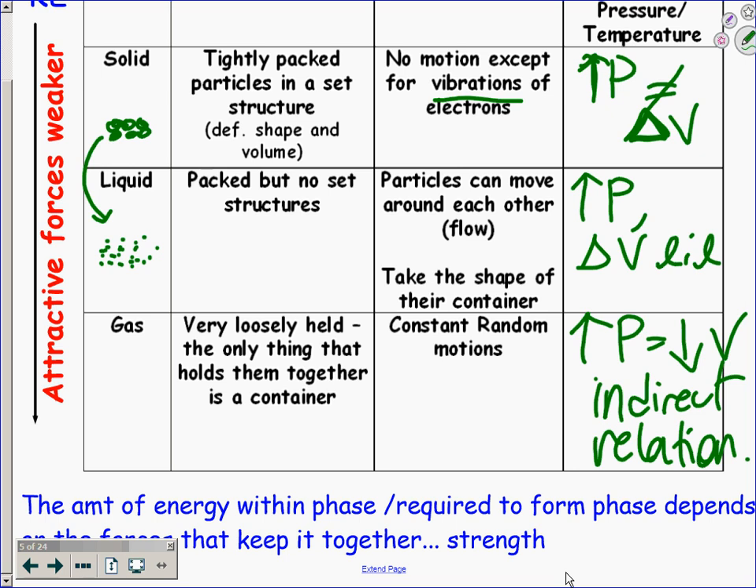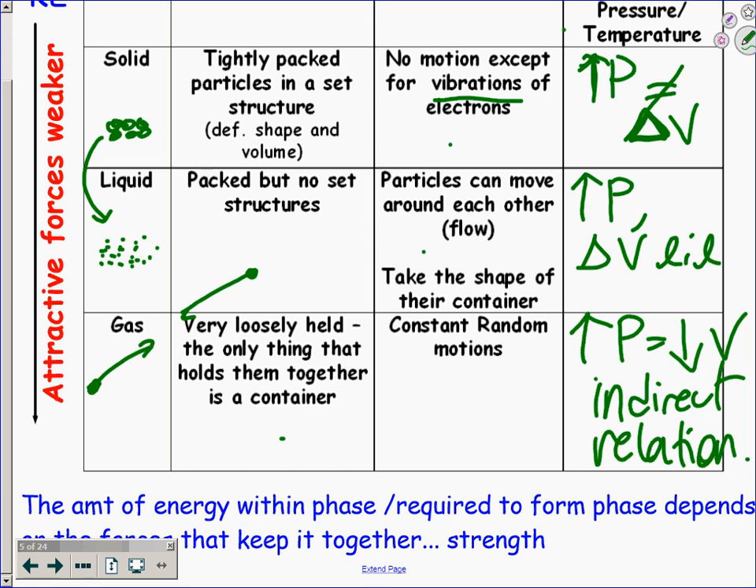How do gas particles look on a particulate level? Are they close together? They're loosely held together, so it's like boom, boom, boom, boom. They're so far apart. What's between this gas particle and this gas particle, guys? What's between it? Nothing. Literally nothing.